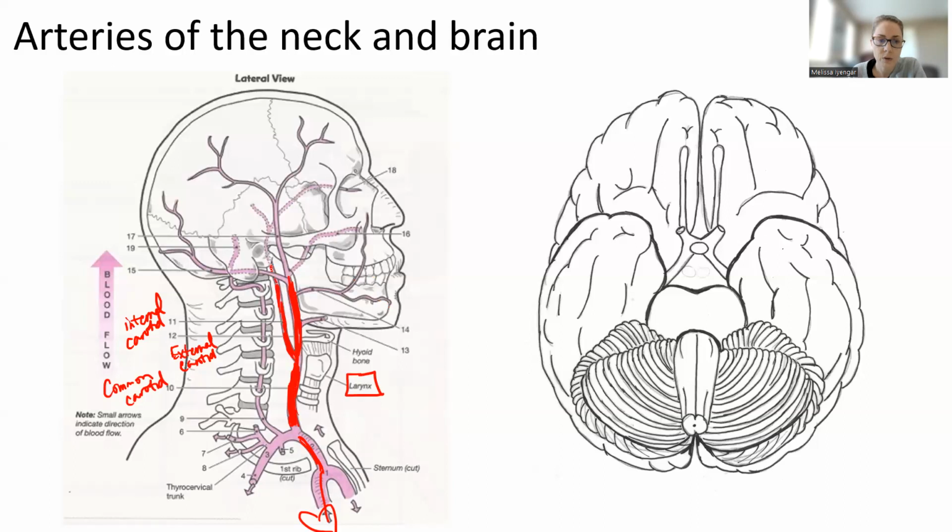Internal carotid goes through the carotid canal right there. And when it does, it comes up into the brain and it's going to supply towards the inferior aspect of the brain, supplying blood primarily to the middle and the front of the brain.